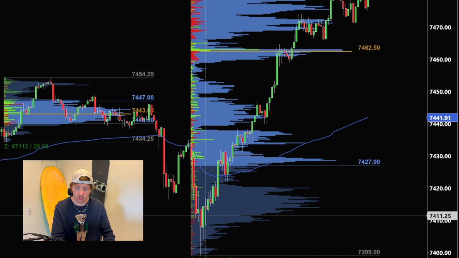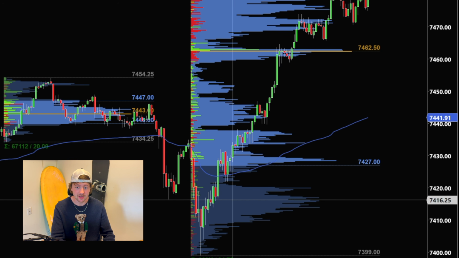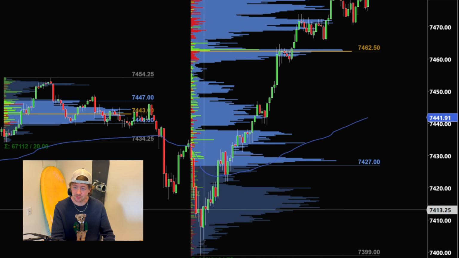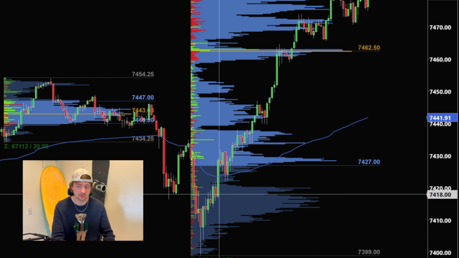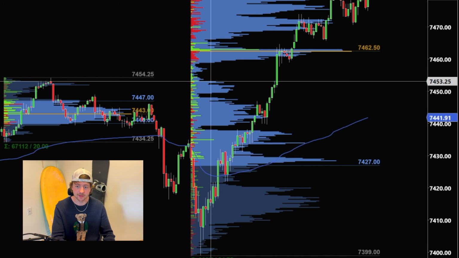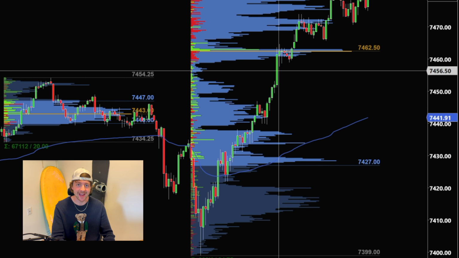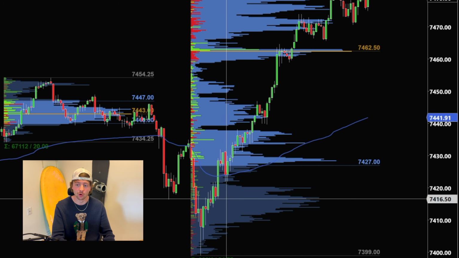I want you to pay attention to how many candlesticks are present in each of these areas. 1, 2, 3, 4, 5, 6, 7, 8, 9, 10, 11, 12, 13, and so on in this area down here. So a lot of transaction, a lot of price action through this area. And this low volume node here between 74.58 and 74.53, 2 candles. So the market only spent 10 minutes transacting inside of this low volume node, whereas it spent over an hour transacting in this high volume node down here.